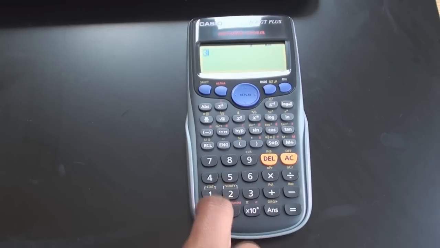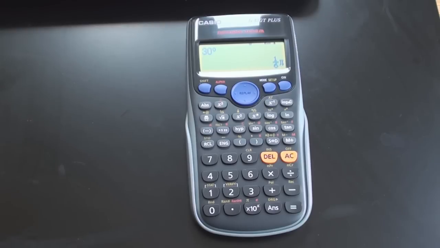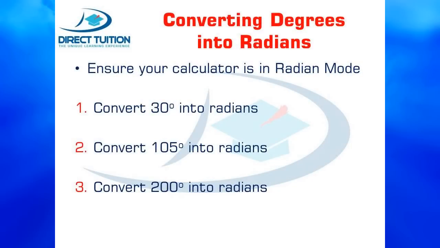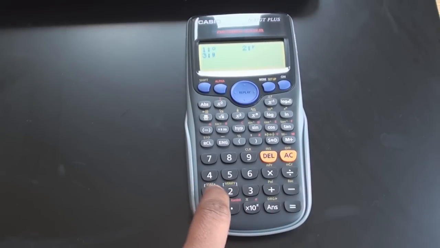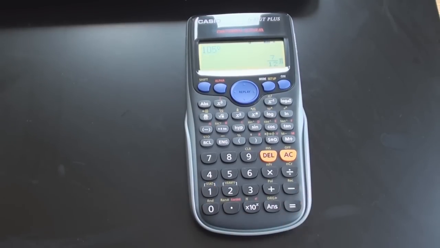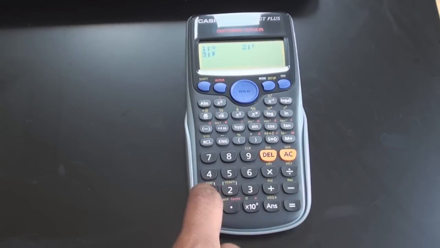All I do is type in 30, Shift, Answer. Now I know that this is in degrees, so I'm going to press number 1. And I press equals, and that gives me 1/6 pi, or pi by 6. So we know that one is correct. Let's try number 2, 105 degrees, which is in degrees, so number 1. So 105 degrees equals, and that's 7/12 pi, which is the same as 7 pi over 12. Let's try the last one, so 200 degrees. And that's 10 over 9 pi, which is the same as 10 pi over 9.